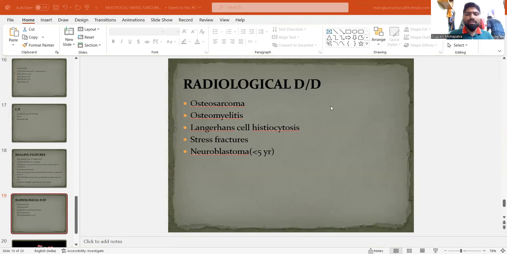Here we can see the hair-on-end or sunburst appearance, spiculated periosteal reaction in the right iliac bone. Also, we can see these lesions in the right femur, just below the greater trochanter. Here also in the presacral region.